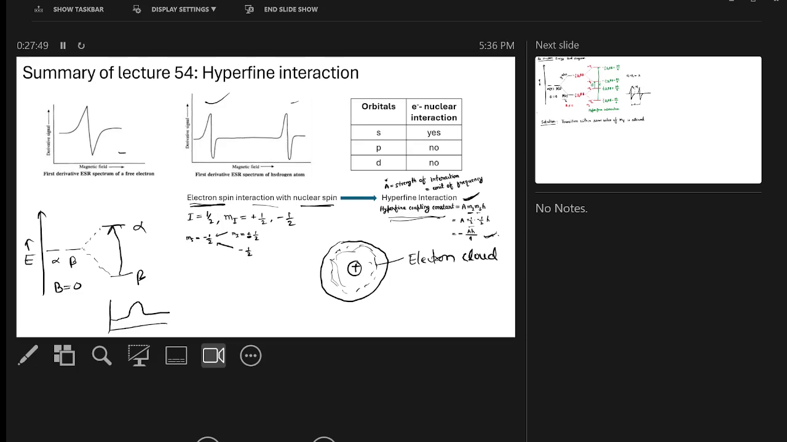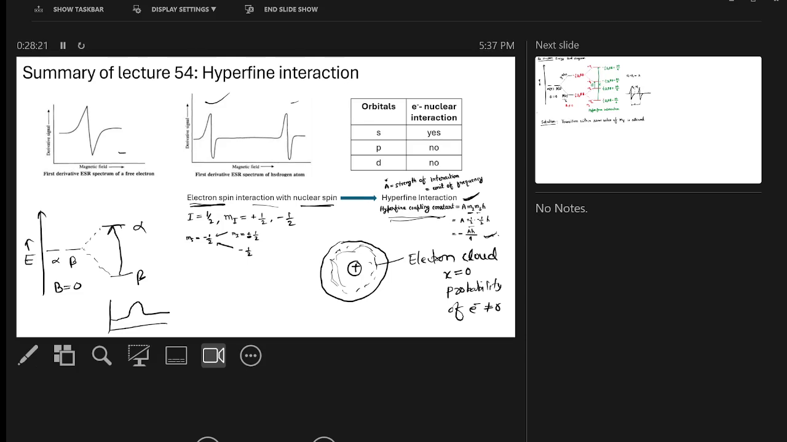At the nucleus, let's say at x equal to 0, the probability of finding the electron is not equal to 0. Even at the nucleus, the probability of finding the electron is not 0. So if the electron is present in an s orbital, in that case this hyperfine interaction is possible.